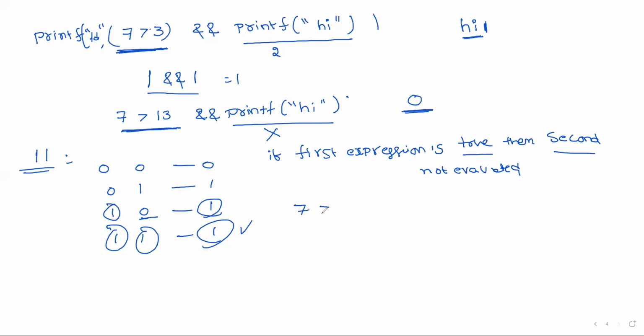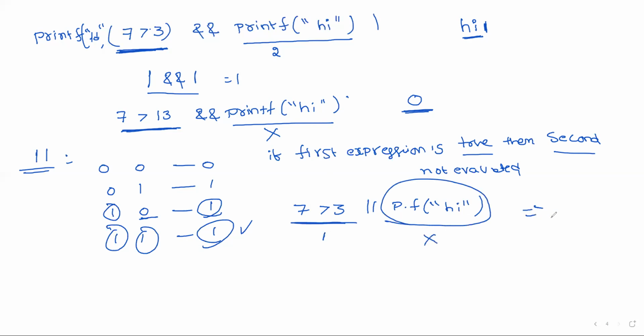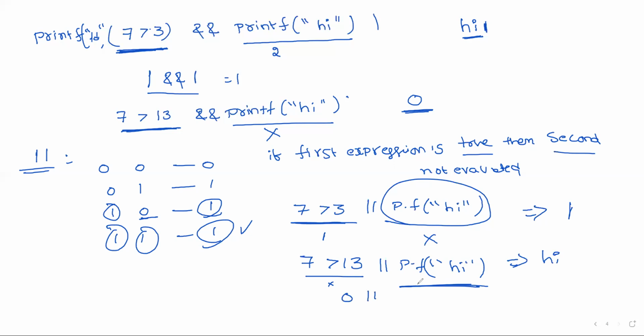The same example, 7 greater than 3, OR operation, printf high. In this case, this is true and this one is not evaluated. The answer is simply 1. For example, 7 greater than 13, OR printf high. This is false. If this is false, then only this is evaluated, high, and 7 greater than 13 is 0, OR high returns a non-zero number, that is 2. 2 is a non-zero number, that is true. So the answer is 1. This is the logical OR operator.